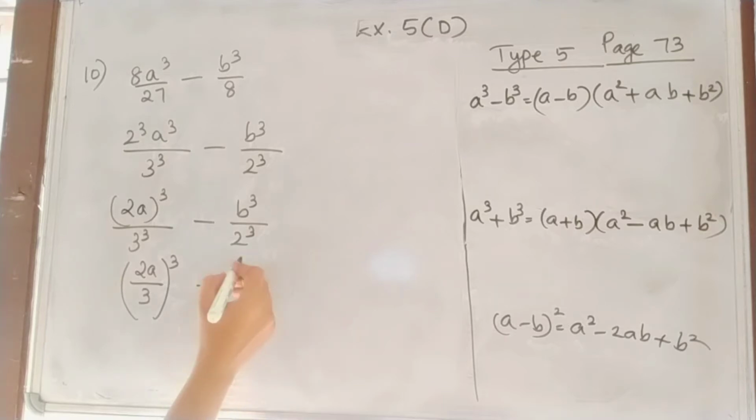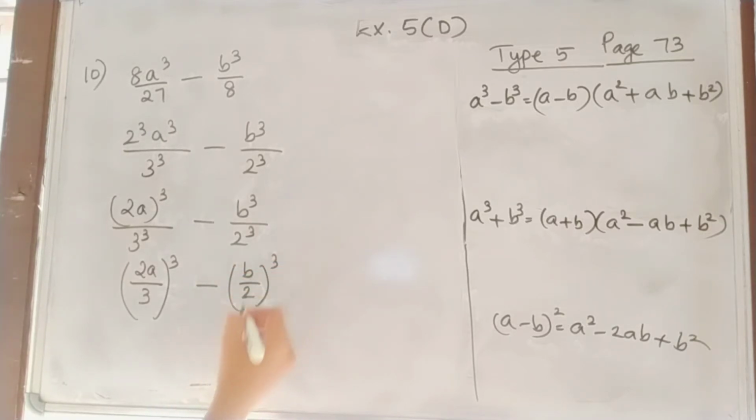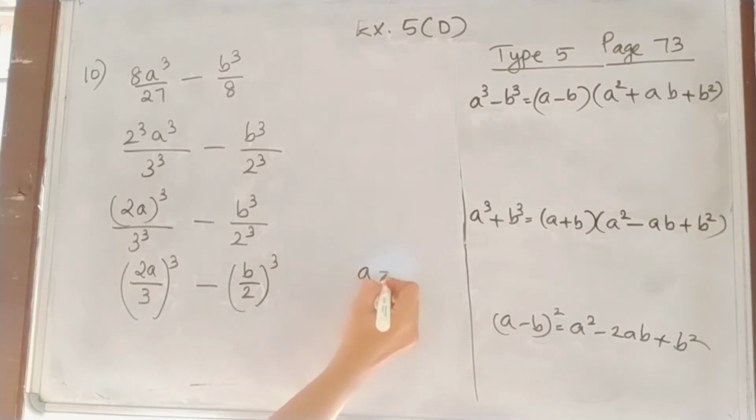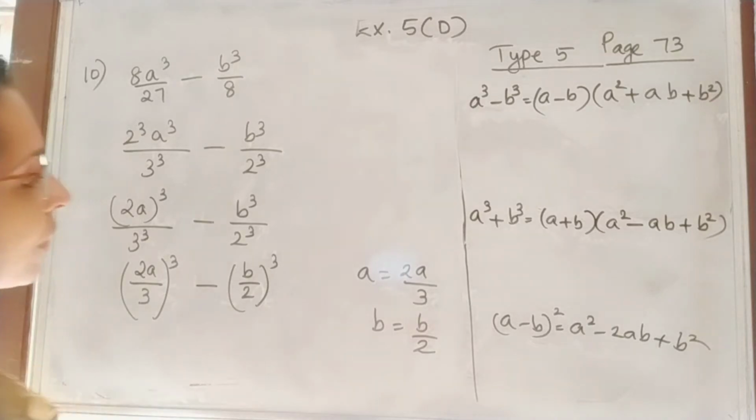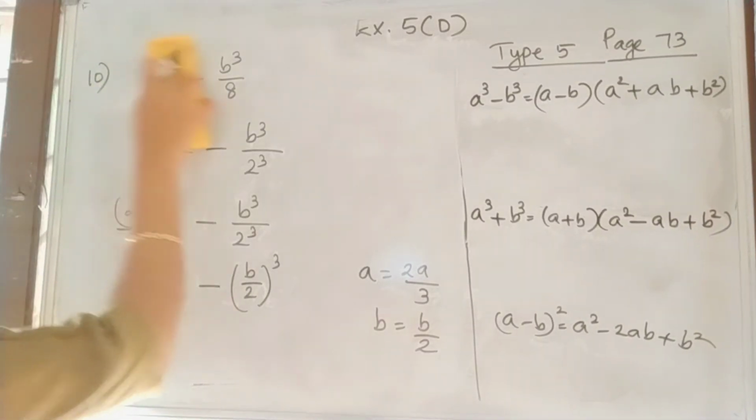Similarly, how can we write this? This can be written as b by 2 the whole cube. This is in the form of what? A cube minus b cube. Here a is equal to what? 2a by 3 and b is equal to b by 2. So a cube minus b cube. How can we write a cube minus b cube?